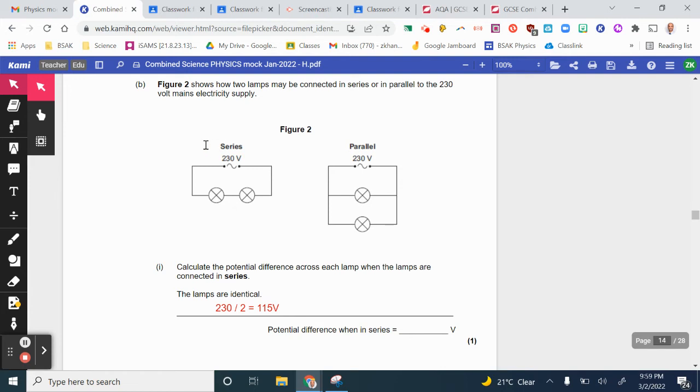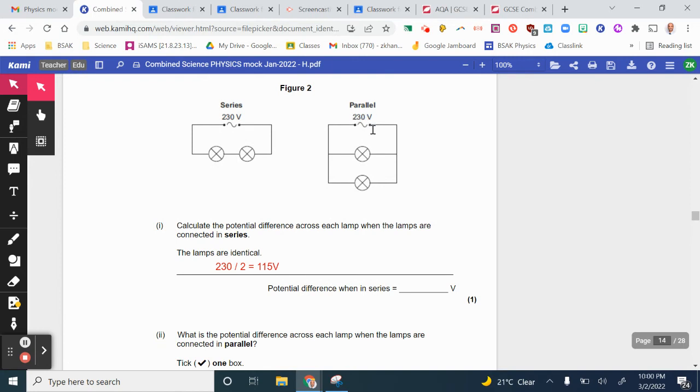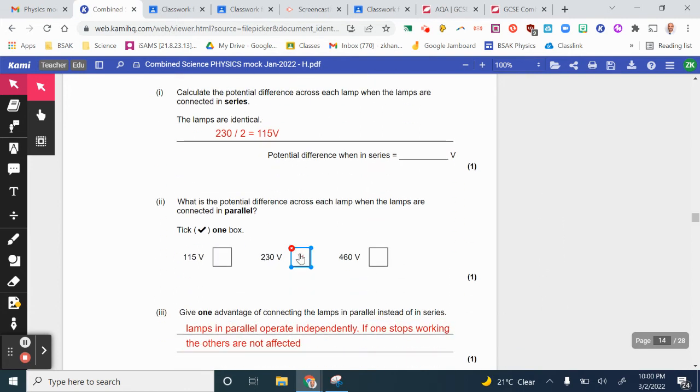Okay, so here we have two different types of circuits: a series circuit connected to a 230 volt supply, and a parallel circuit connected to a 230 volt supply. Now 230 volts is going to be distributed to these two lamps. Because they are identical in resistance, they are going to get the same amount of voltage. So it'll be 230 divided by 2, which is 115 volts each. With the parallel circuit, we know that the voltage is the same across each light bulb. So if the supply is giving 230 volts, then the lamps will receive 230 volts each. So that's the answer there.